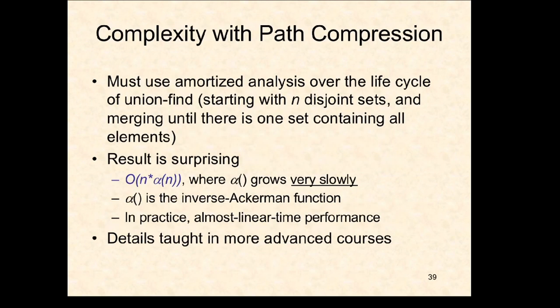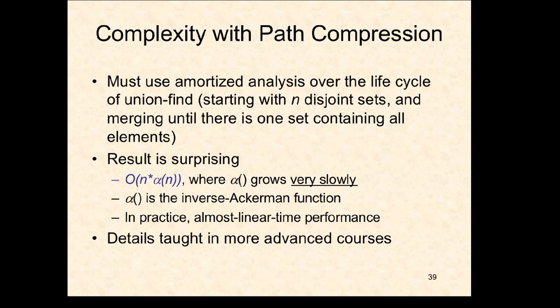To get the complexity for this is going to require an amortized analysis over the entire life cycle of the union find, and the result is kind of strange. The total complexity from going from n disjoint sets to one superset is n times alpha of n. Alpha of n is a function. We're going to look at what it looks like in just a second. It's called the inverse Ackermann function. Now, you don't have to know this. You're not going to have to derive it. This is a thing for like 477.